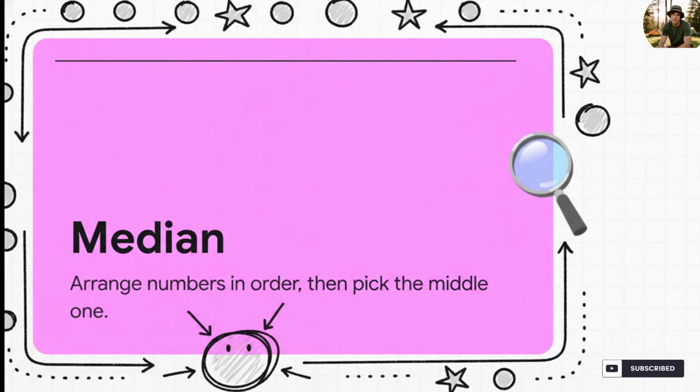Simple. Next, we've got the median. I want you to think middle. But, and this is super important, there's a critical first step. You absolutely have to arrange the numbers in order from smallest to largest. Once they're all lined up, the median is just the number sitting right there in the center.